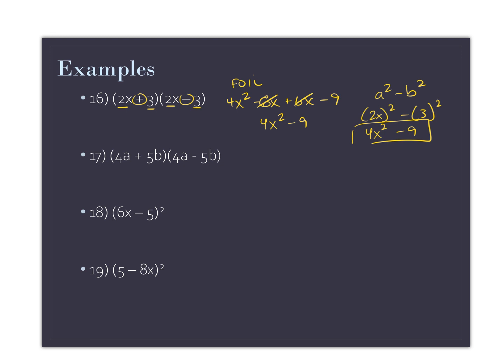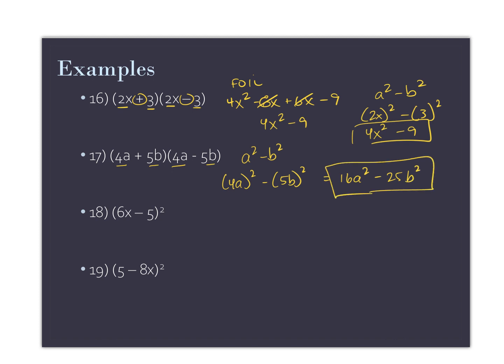So again here, because the first term is 4a, the last term is 5b, and it's a plus minus, then we're going to do an a squared minus b squared again here. So a is 4a, squared, and then b is 5b, squared. And so when I do the math, it'll be 16a squared minus 25b squared. And again, it's a lot easier than foiling it and canceling the middle.